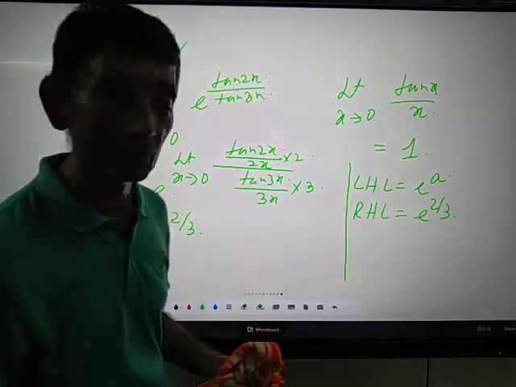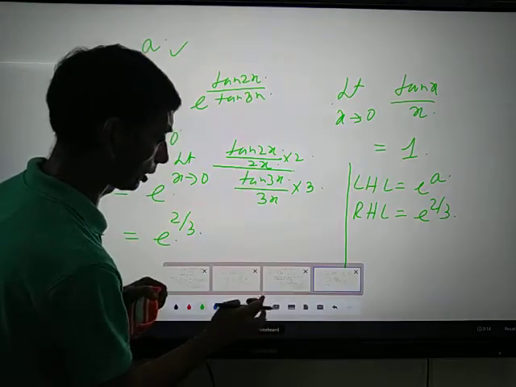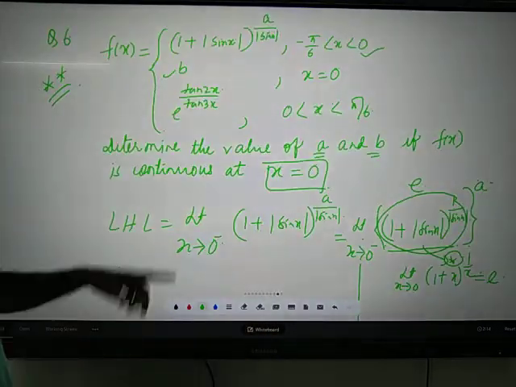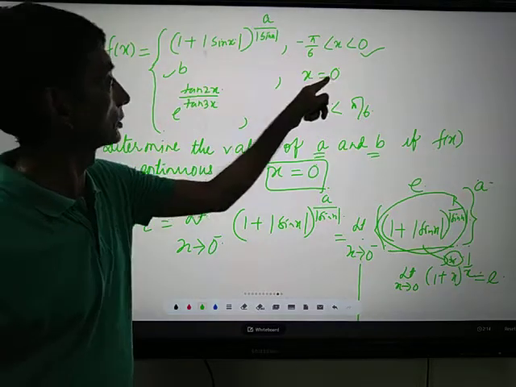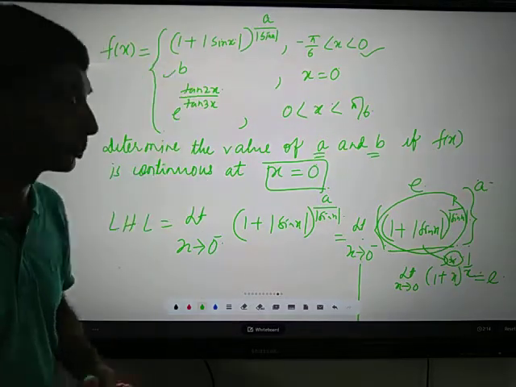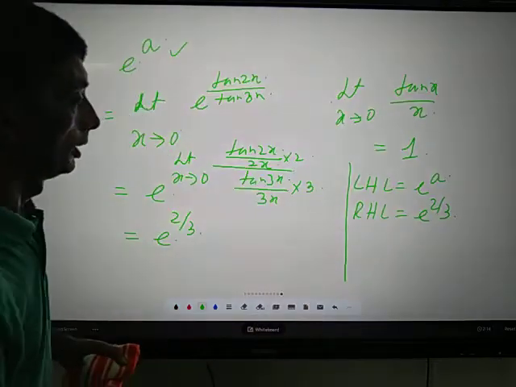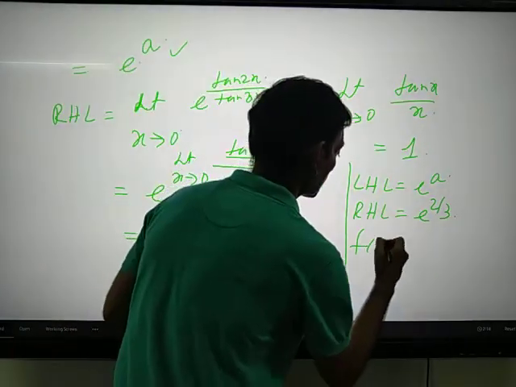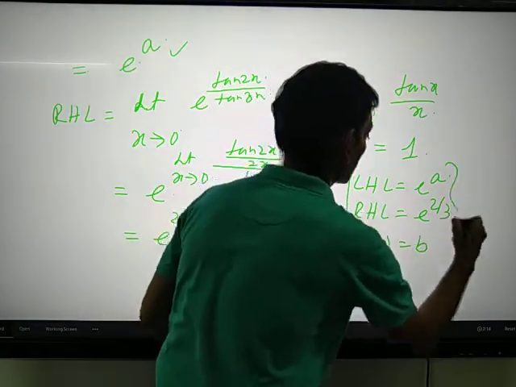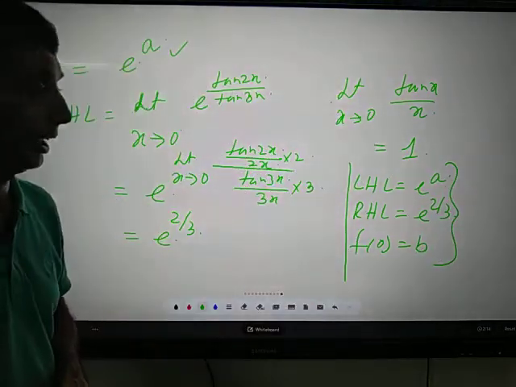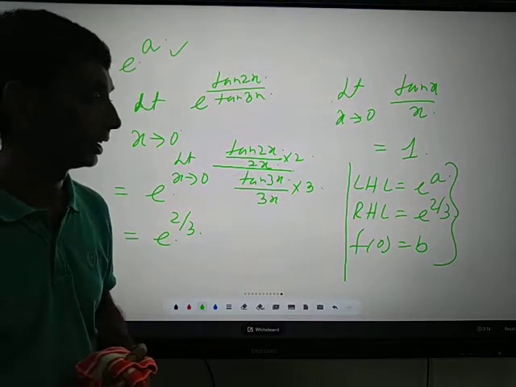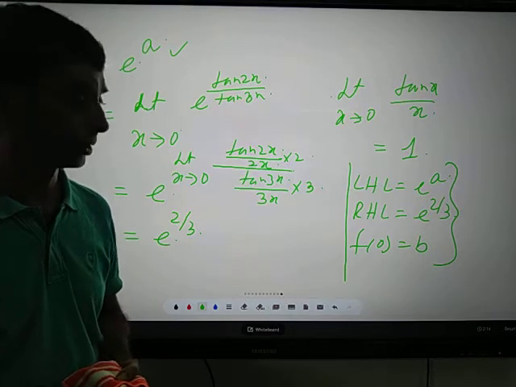And let us check the functional value. Let's go back to the question. What is the functional value for x equal to 0? That means f(0) is equal to b. So you can club all these values together and find the values of a and b.